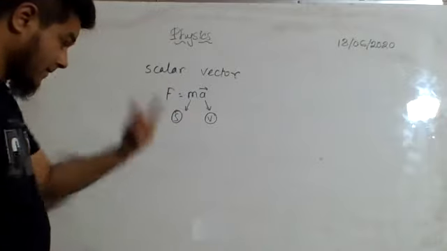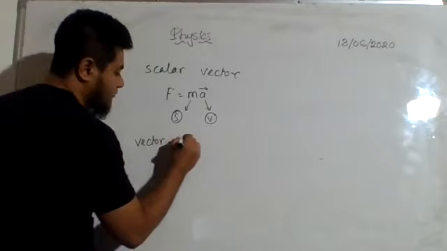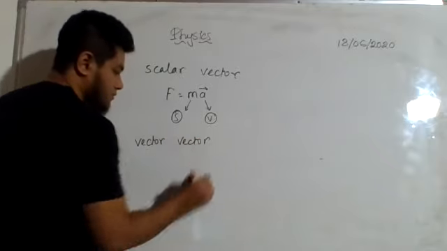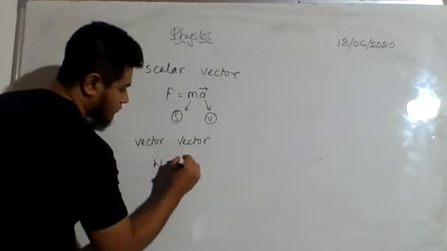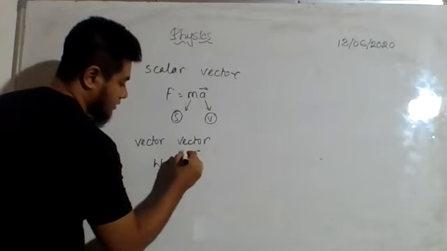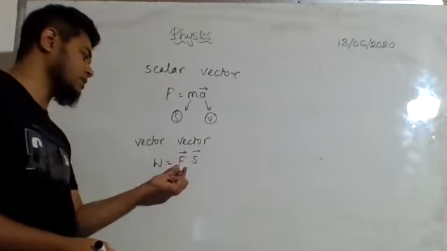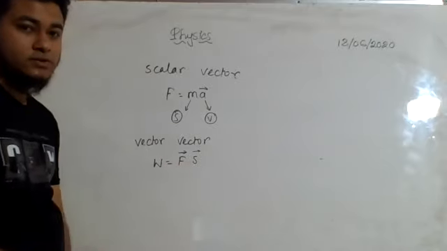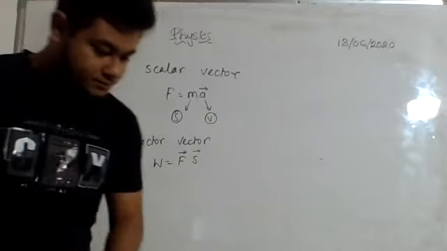Then again, the second type is we will multiply a vector with a vector. Then what will happen? W is equal to force into displacement. We know force is a vector quantity and displacement is a vector quantity. So here we are multiplying a vector by a vector. So these are mainly two types.